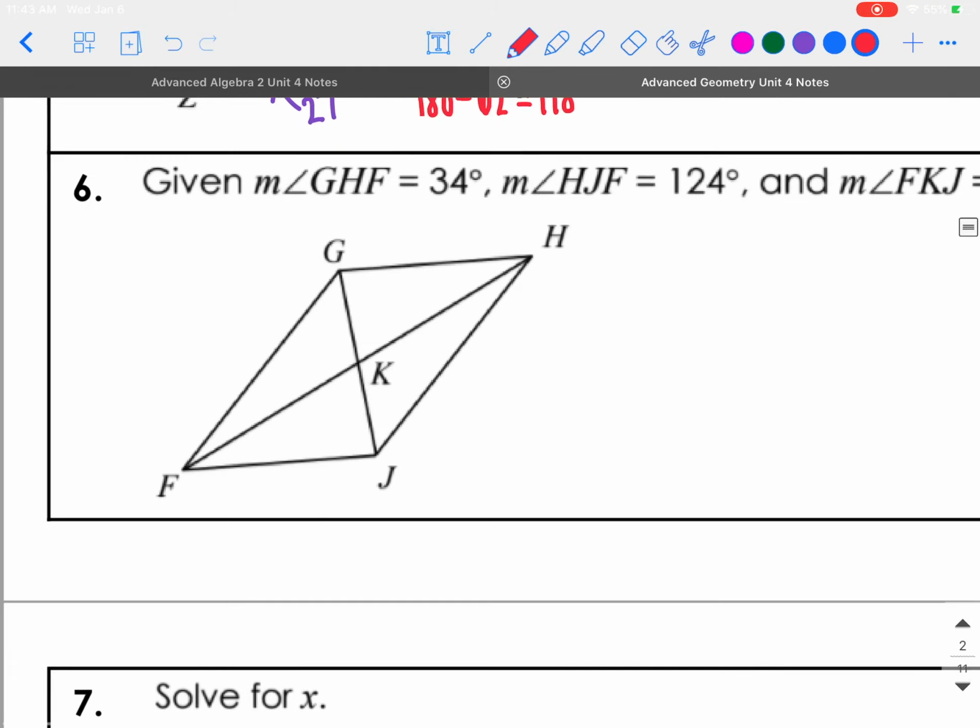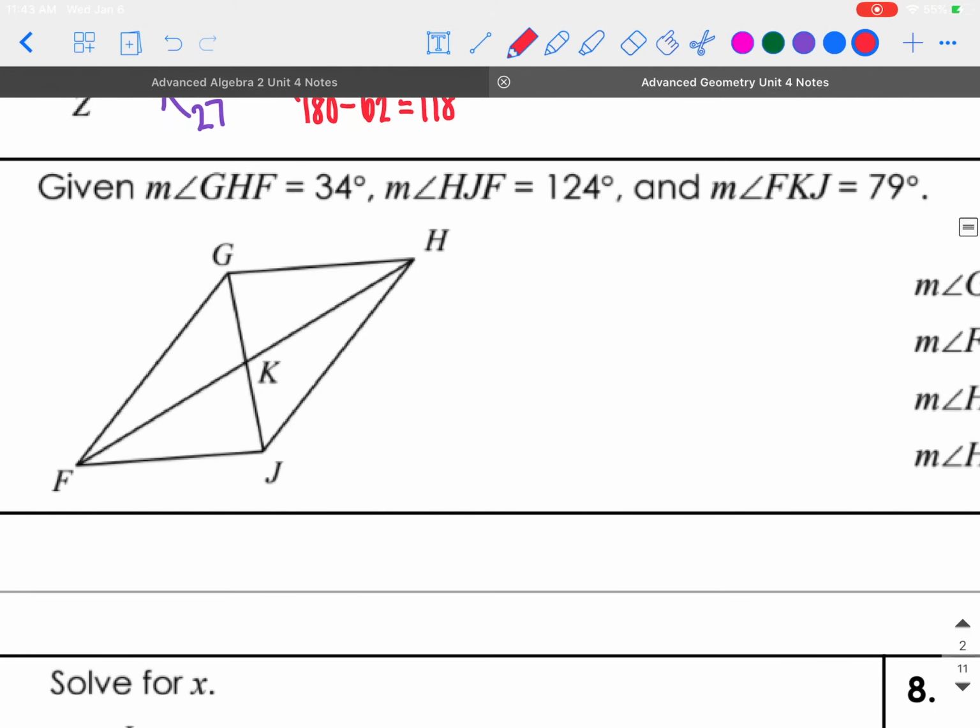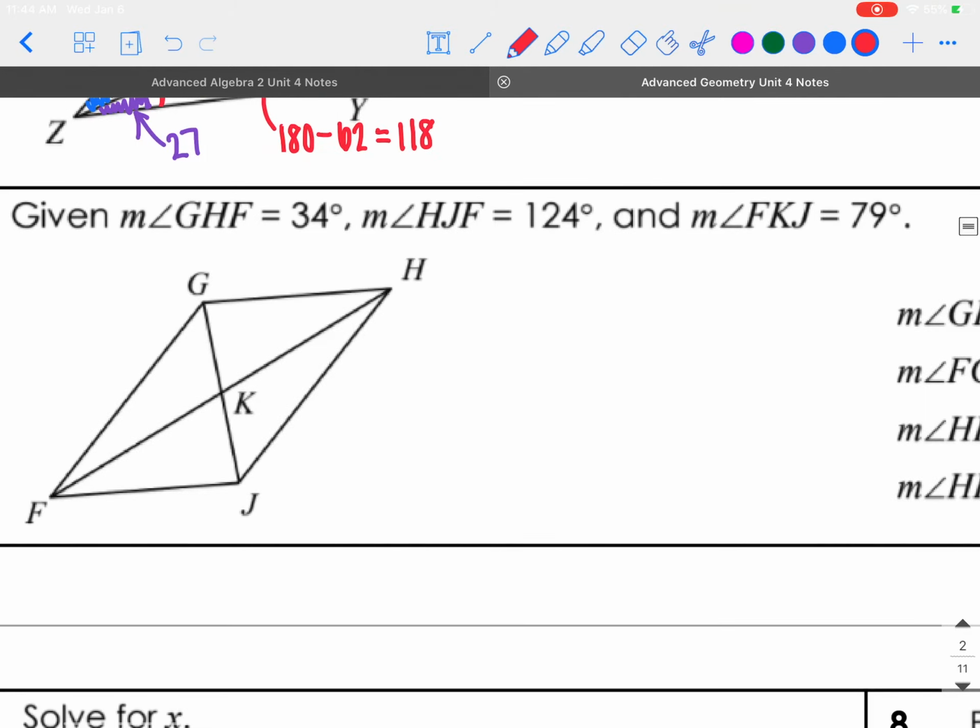Okay. Let's go here to number 6. I'm going to start out by color coding everything that I know is the same. May not help anybody else, but it makes sense to me. All right, to color code.